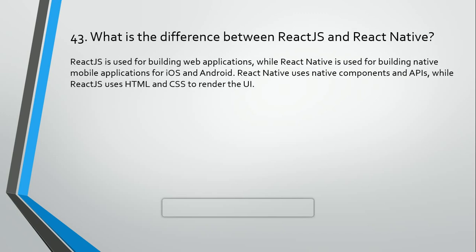So question number 13 and third last question of the day: what is the difference between React.js and React Native? We already discussed this in the last questions, I guess. React.js is used for building web applications, while React Native is used for building native mobile applications for iOS and Android, which is called cross-platform. React Native uses native components and APIs, while React.js uses HTML and CSS to render the user interfaces.